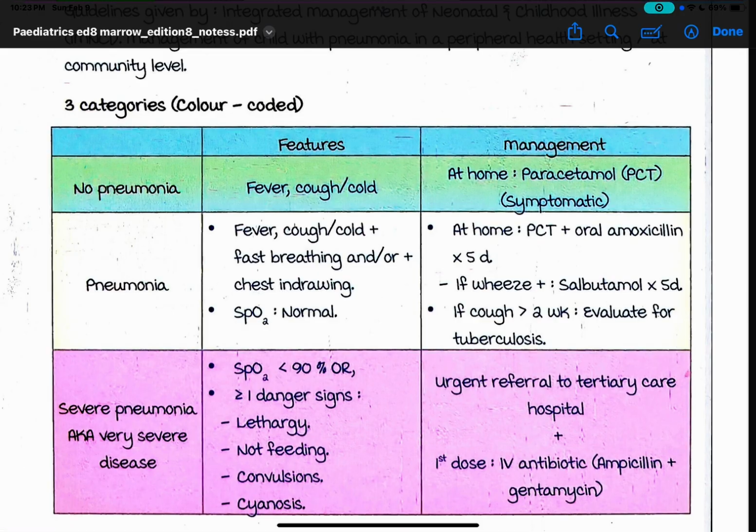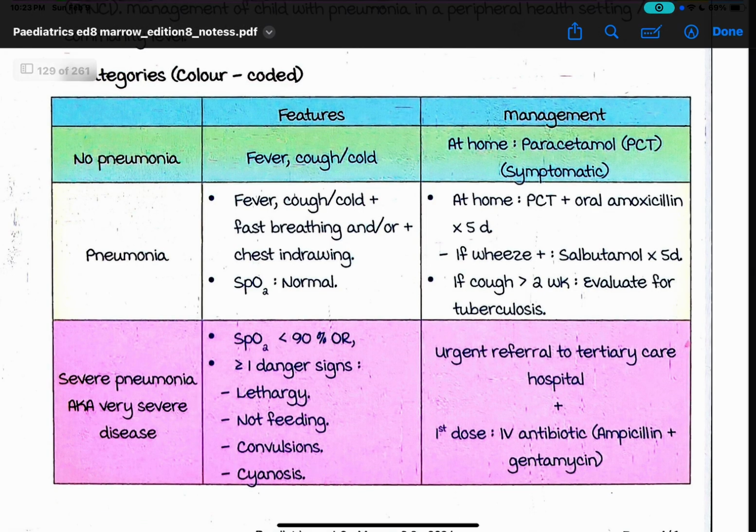No pneumonia: you will have fever, cough and cold. At home, paracetamol, that's it. Pneumonia: fever, cough, cold, fast breathing and chest indrawing, with normal SpO2. At home, paracetamol and oral amoxicillin for 5 days. If wheeze is present, salbutamol for 5 days. If cough is more than 2 weeks, evaluate for tuberculosis.